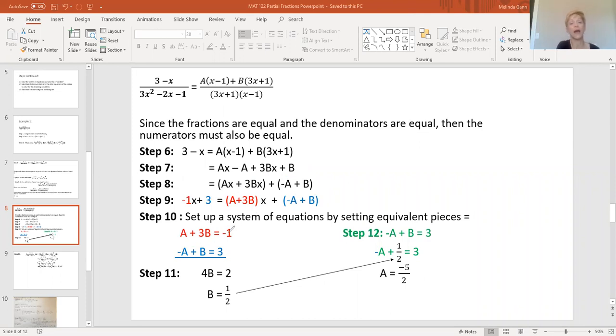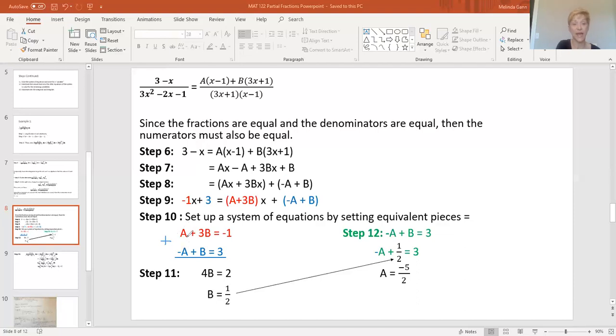The blue one's my system, my equation with my constants. Now I need either the a's to be opposites or the b's to be opposites. I got lucky because the a's were already opposites. Sometimes you have to multiply by a number. We'll do one of those in a minute in order to get them to be opposites. But this, you should know how to solve a system.